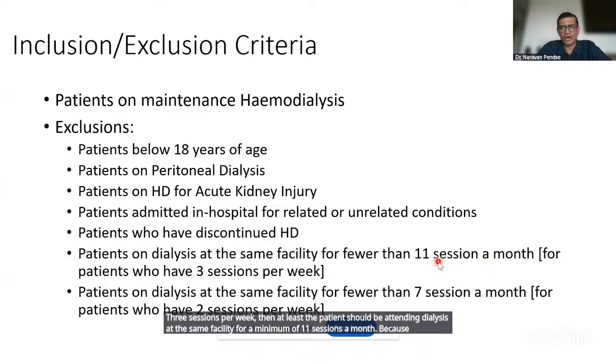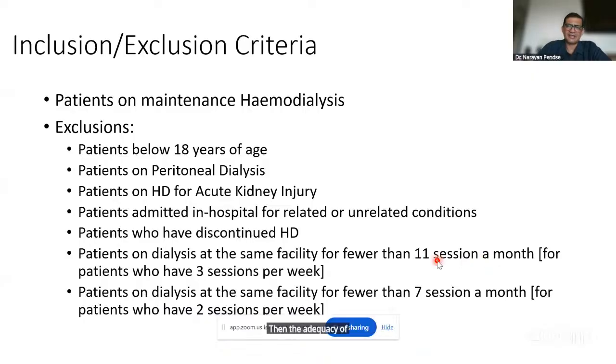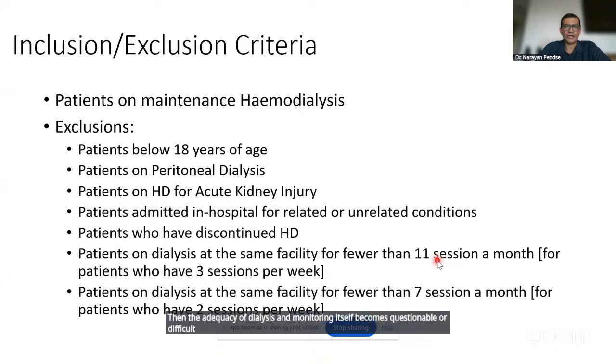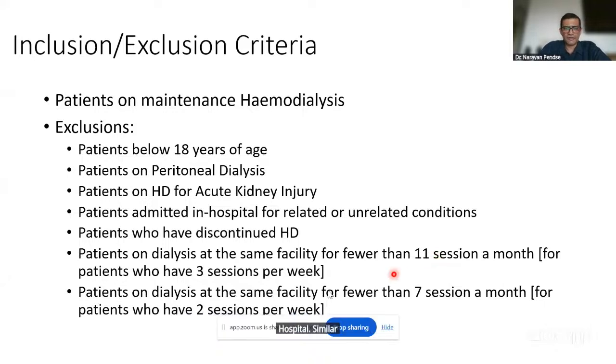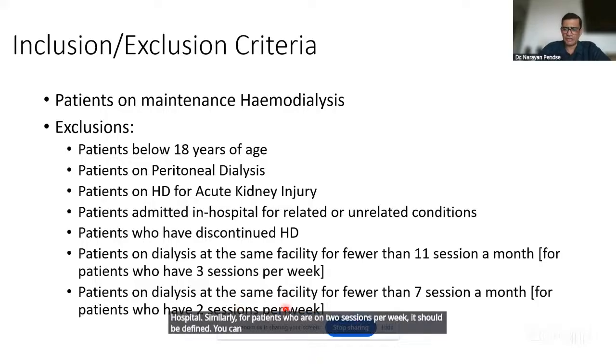Because if not, then the adequacy of dialysis and monitoring itself becomes questionable or difficult for the hospital. Similarly, for patients who are on 2 sessions per week, it should be defined. You can discuss with your nephrologist and set the exclusion criteria accordingly.